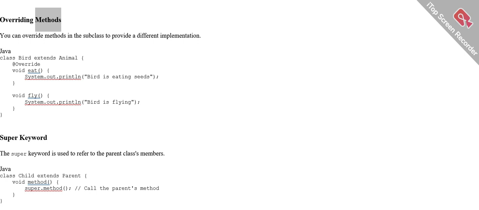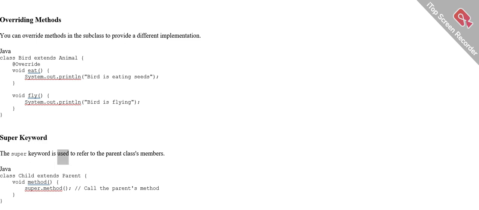Overriding methods. You can override methods in the subclass to provide a different implementation. Java. Class Bird extends Animal. @Override. Void eat. System.out.println, bird is eating seeds. Void fly. System.out.println, bird is flying.